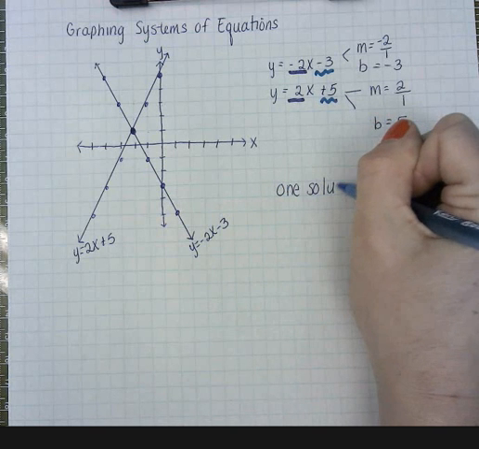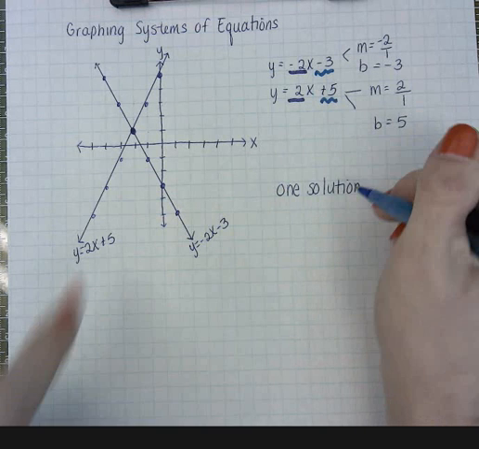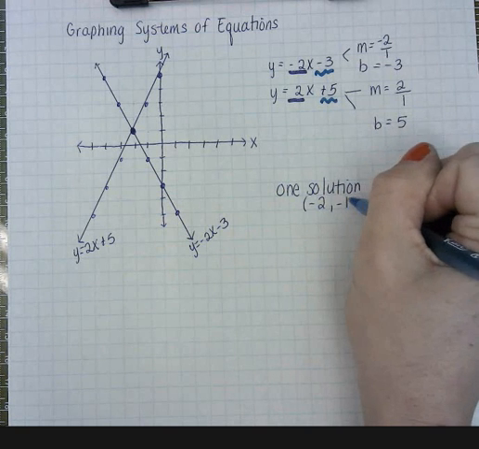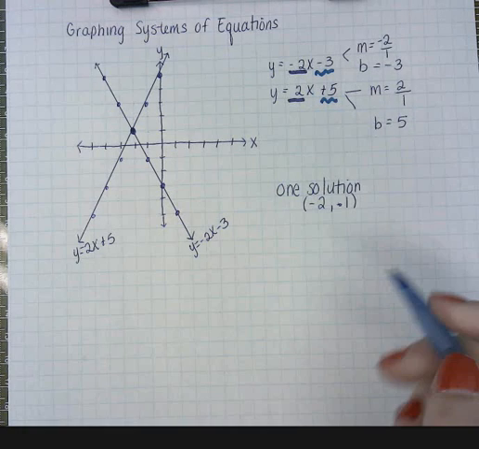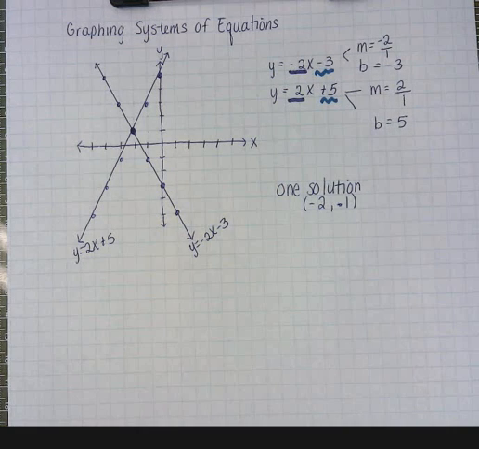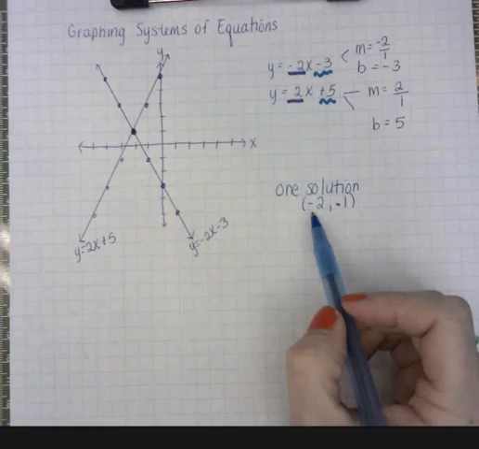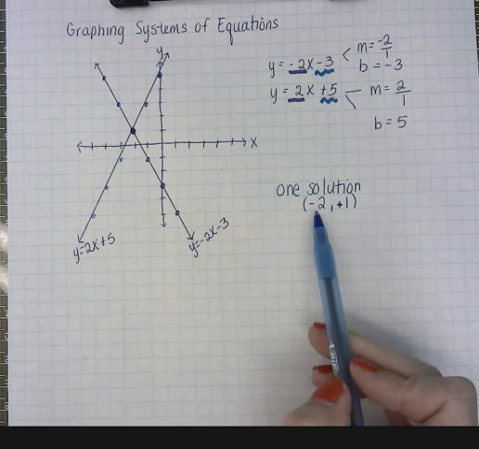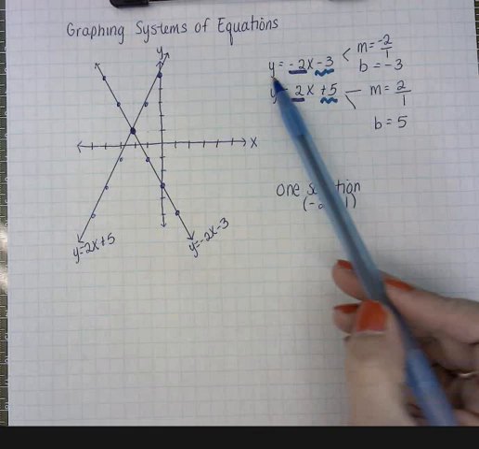And all that means is that if you were to take a -2 and a +1 and plug that into your x and your y spot in both of these equations, it would make both equations true. There are two other types of solutions to systems of equations that we are going to talk about, but that's just the first one.